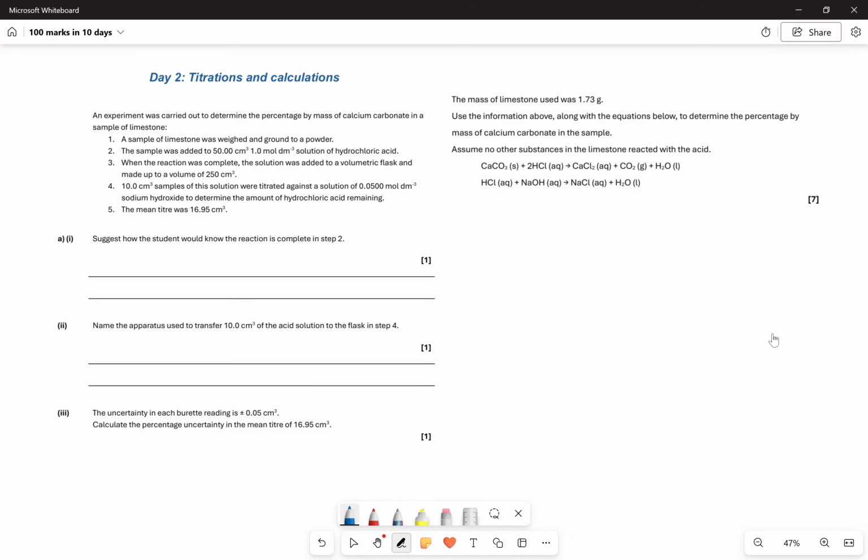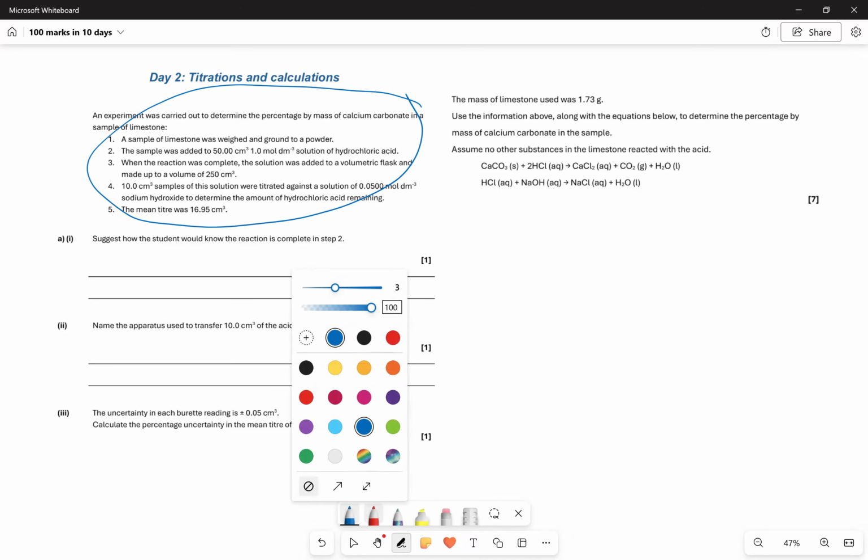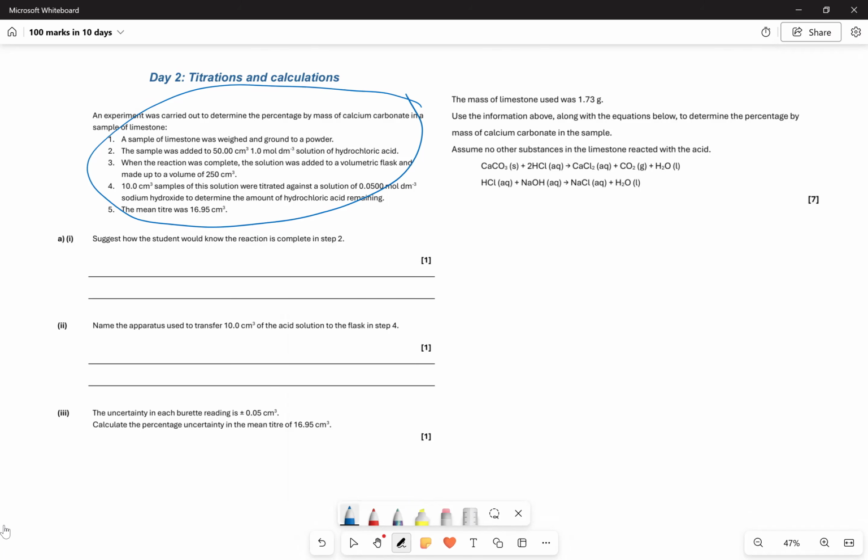So this is a deliberately slightly more challenging idea where we've got to follow through. Now, it's really hard if you get a load of information like that and you have to keep going back to it to work out what's going on. So what we're actually going to do is turn that information into a flow chart. You don't need to do this every time, but when you've got a 7 mark calculation, I highly recommend this.